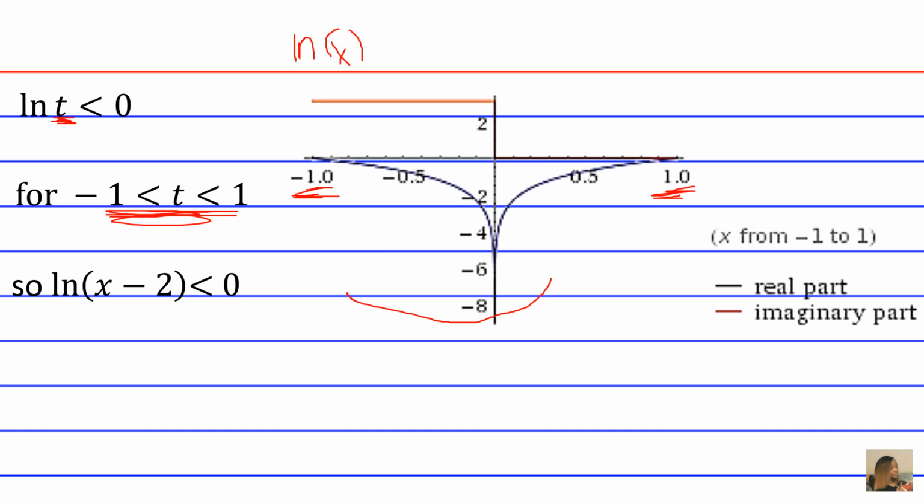Well, in order for the ln of x to be less than 0, it has to be between -1 and 1. So the value of x minus 2 has to fall between -1 and 1. And so x minus 2 will be -1 if x is equivalent to 1. And x minus 2 will be 1 if x is equivalent to 3. So x has to be between 3 and 1, and then now you can just go ahead and fill in your inequalities.